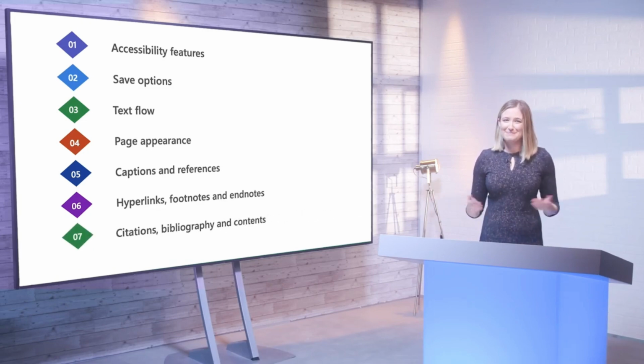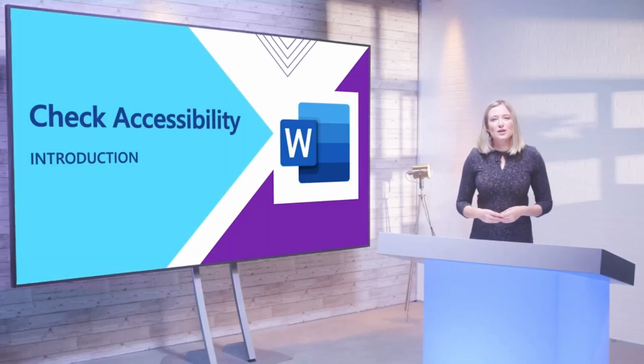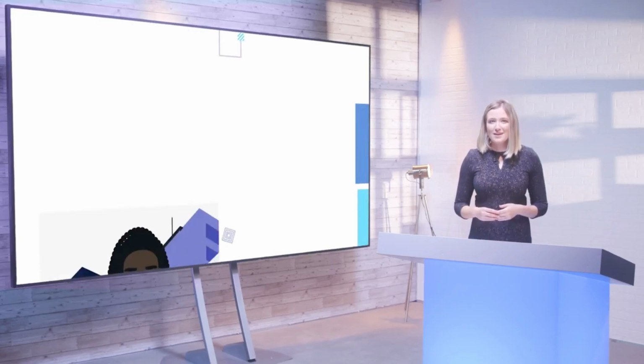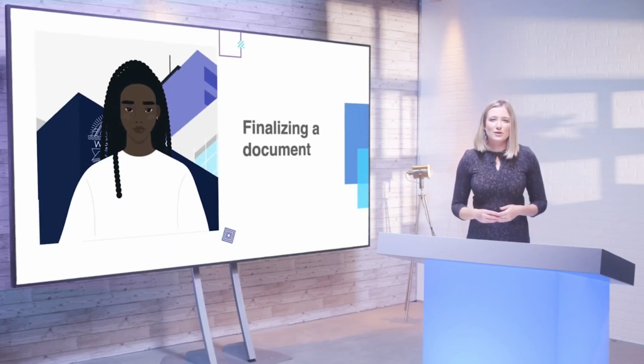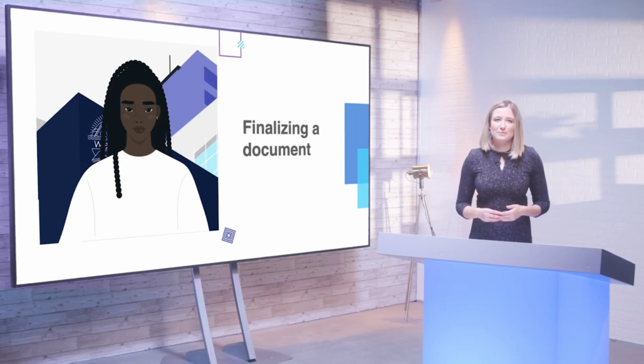So let's get started. In previous modules, you were introduced to Grace from Westcow Publishing. Grace has been tasked with finalizing a document based on the solar system for a local school. She is completing this in Microsoft Word and needs to make sure that the document has been made fully accessible.